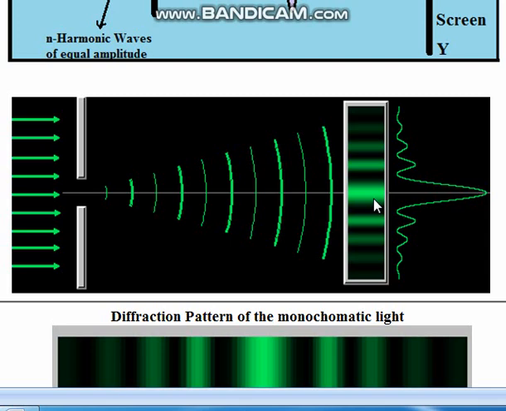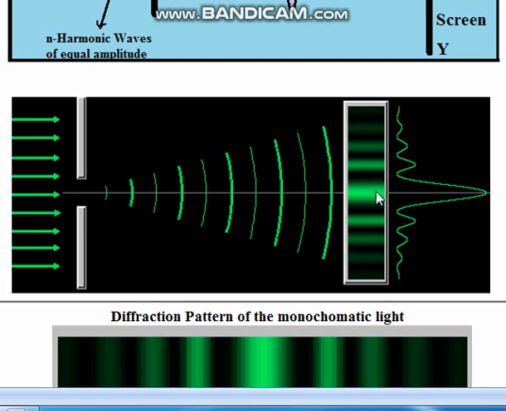Beyond this bright band there are alternating dark bands and bright bands on both sides. This bright band is called the central bright band or zero order bright band. Here this is the first order, this is also the first order, then the second order bright band and the third order, and similar orders are also there for the dark bands. This is the first dark band, this is the second, and this is the third.